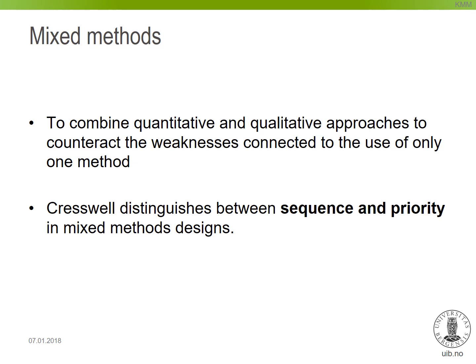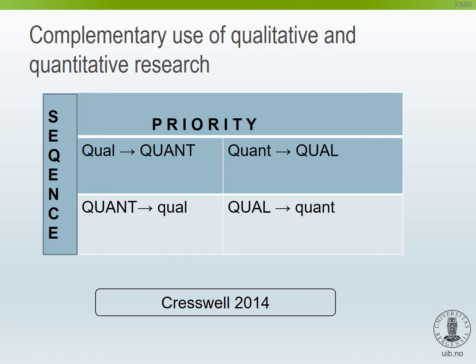Finally, we'll look at mixed methods. Mixed methods combine quantitative and qualitative approaches to counteract the weaknesses connected to the use of only one method. And Creswell distinguishes between sequence and priority in mixed methods designs. Let's look at this following figure. He emphasizes the complementary use of qualitative and quantitative research and has divided it into 4 different squares.